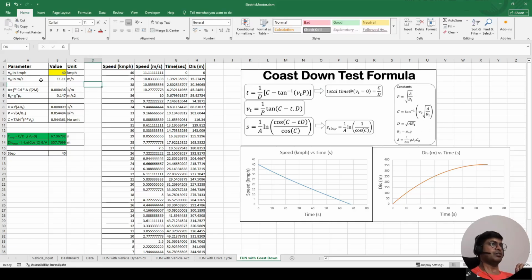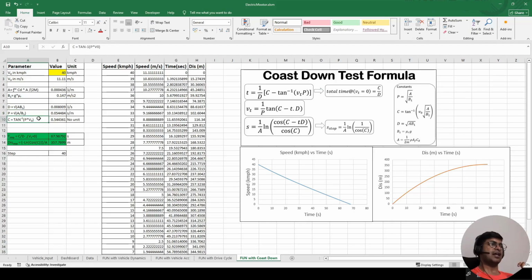Now come to this row where I just converted kmph to meter per second, and then here to here I am calculating all the constants. The first constant I am calculating is A using this formula. Next I am calculating the B1 constant using this formula. Next I am calculating the constant D, which is nothing but root over A into B1. The next constant is P, which is root over A by B1.